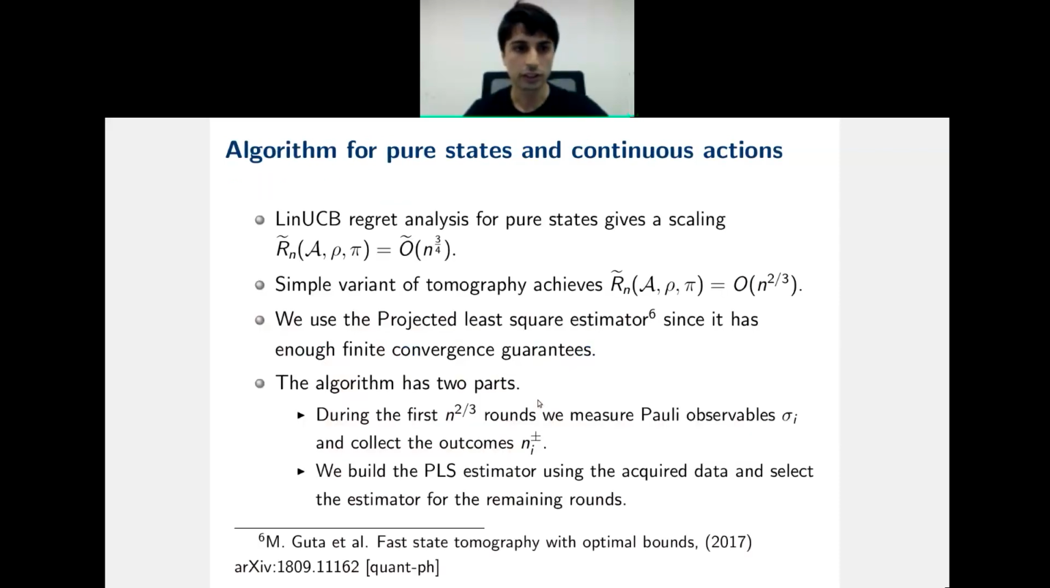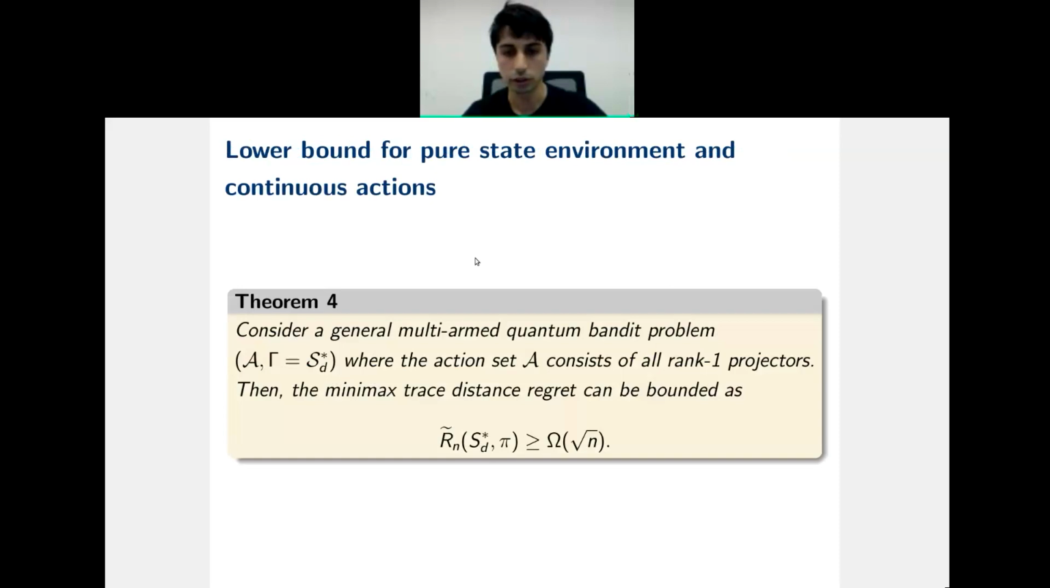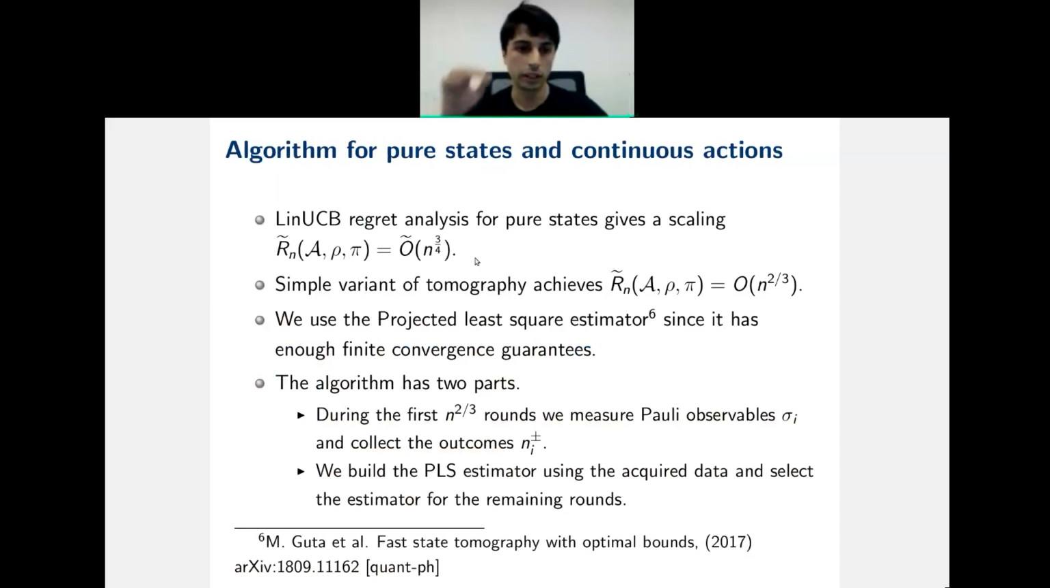And yeah, now for finishing, if we try to apply the same algorithm that I explained before, LinUCB, to this specific case of pure states, the analysis shows that in the trace distance regret, the scaling goes as n^(3/4). So it doesn't match the previous lower bound of square root of n that I showed. But actually, a simple variant of tomography achieves a better regret, that goes as n to the 3.